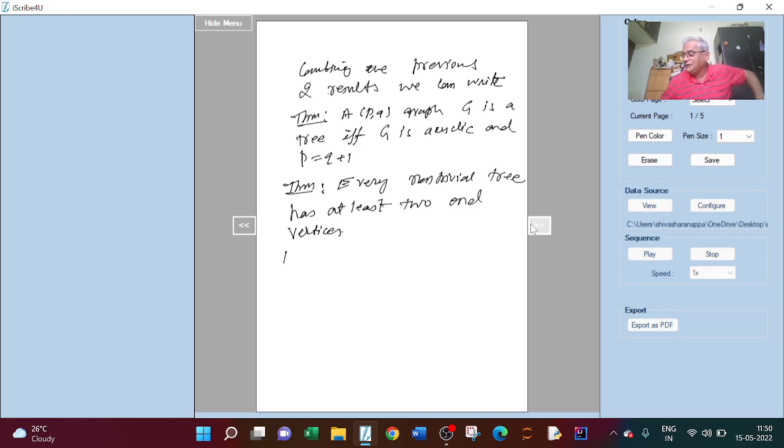Now here we can verify this result. Suppose G has only two vertices. Then this is the end vertex, this is another end vertex. Suppose we have a three vertices tree. This is one end vertex, this is another end vertex.